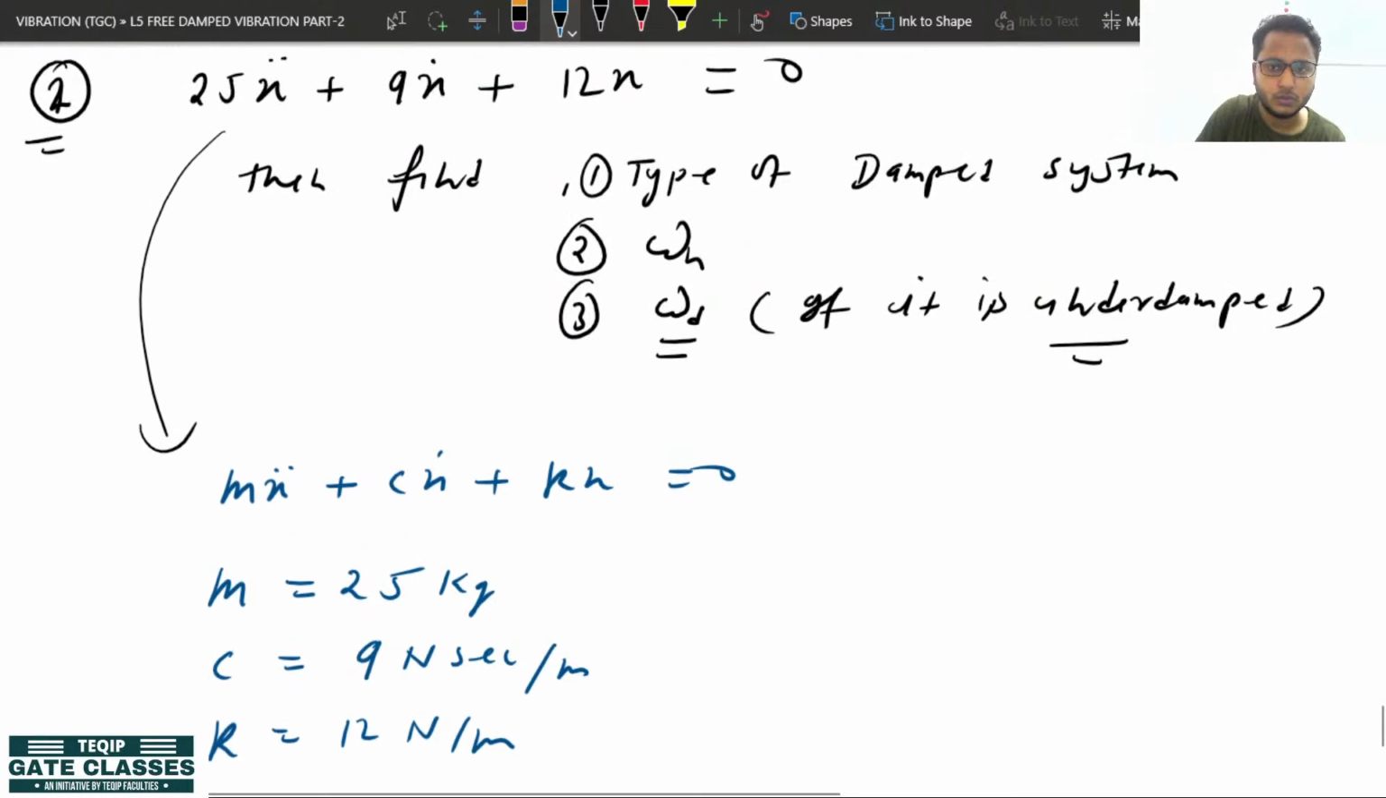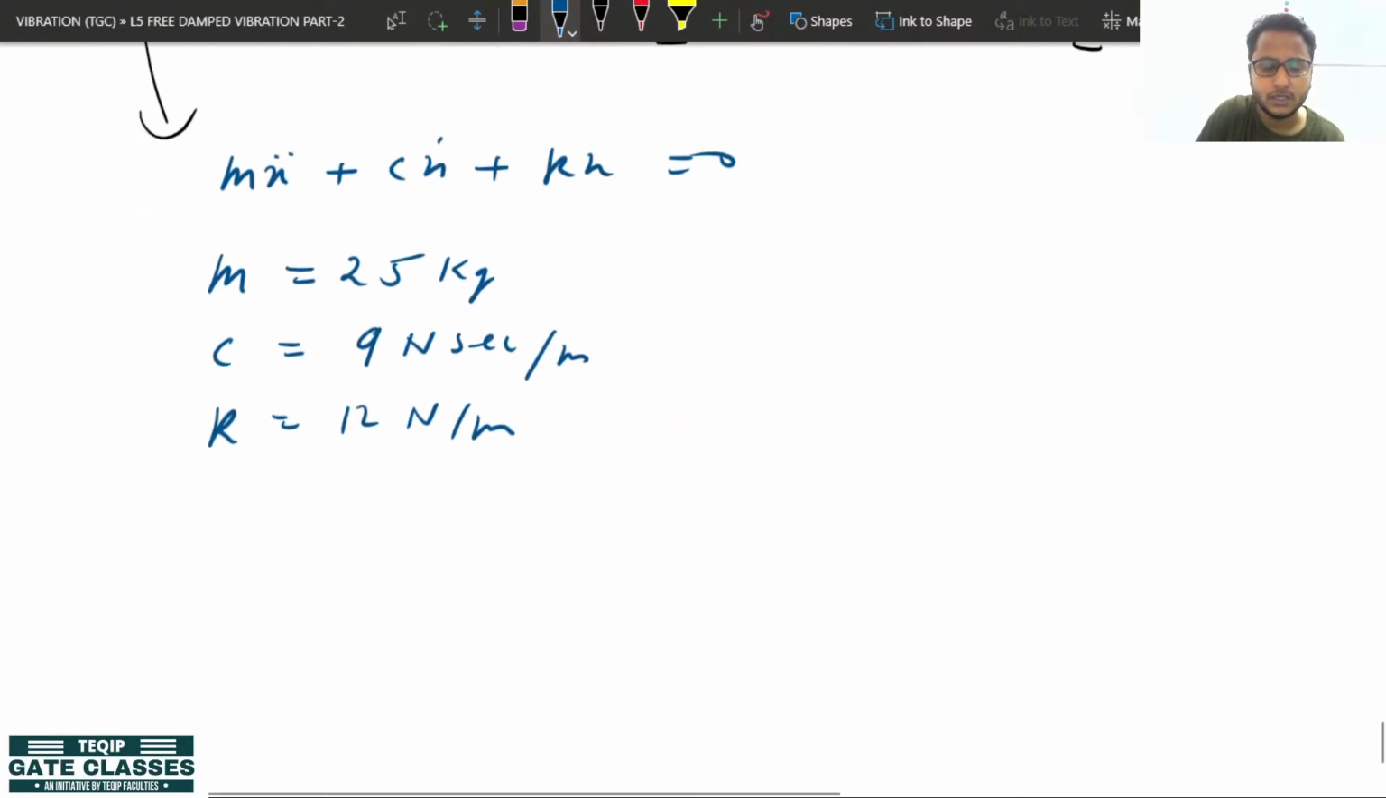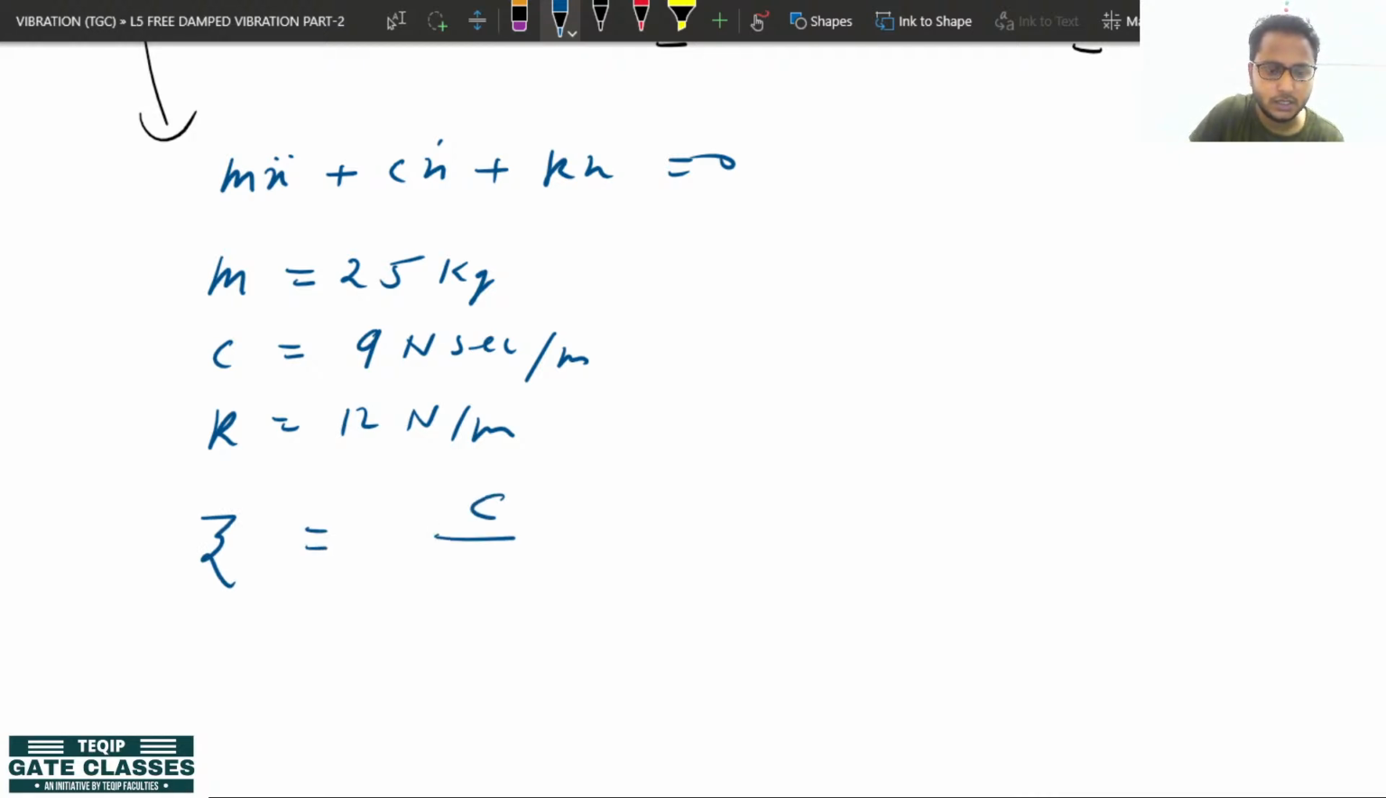So to find out which type of system it is, we have to find out the value of zeta. What is the formula for zeta? Zeta is c by 2 root of km. Okay, find the value of c by 2 root km.